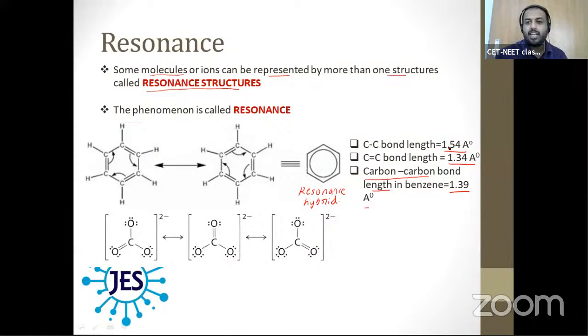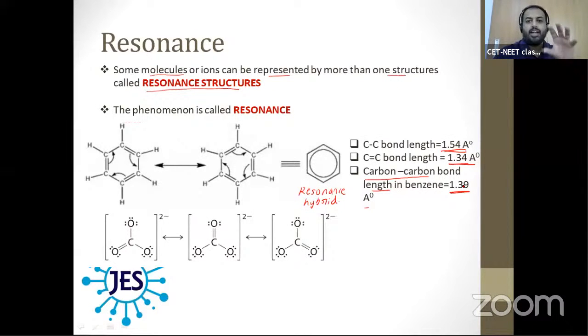You know, single bond length is 1.54, double bond length is 1.34. Bond length in benzene is neither that of a single bond nor a double bond. It's somewhere in between, 1.39. So this is the evidence in favor of the resonance phenomenon. Yes, good. Hope all of you followed this.